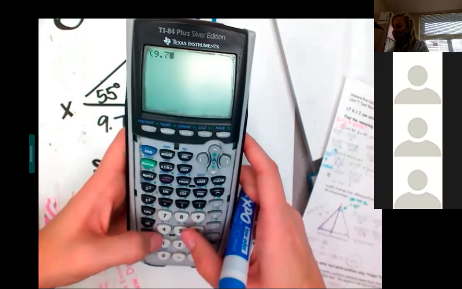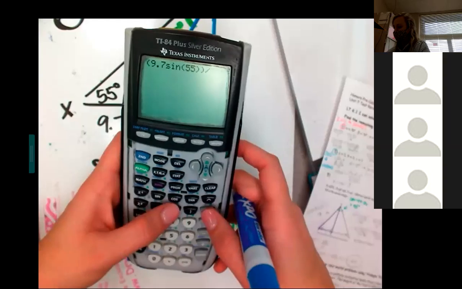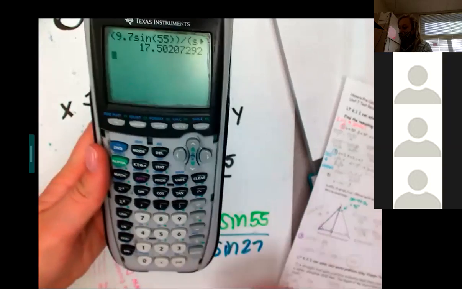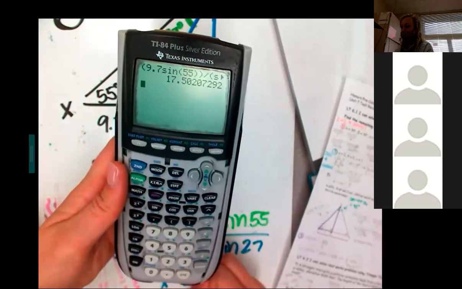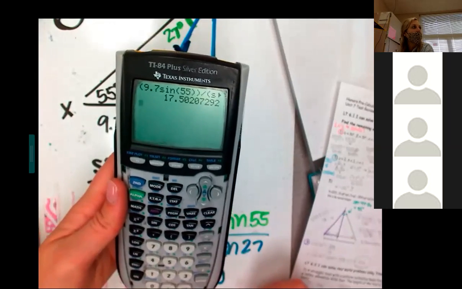I'm going to put that all in parentheses, because that's the numerator, divided by parentheses of the denominator, sine 27. So I'm getting for x 17.50, but what do I have to do with that?